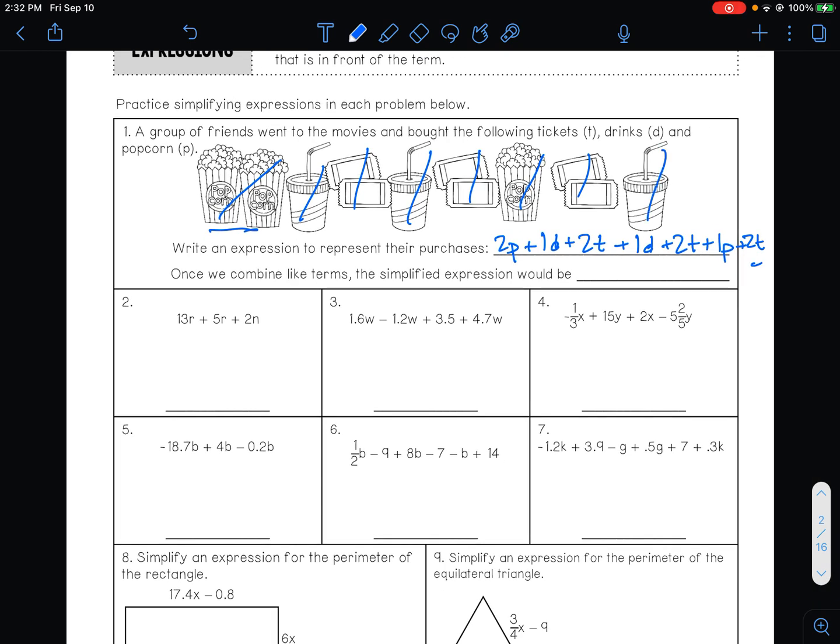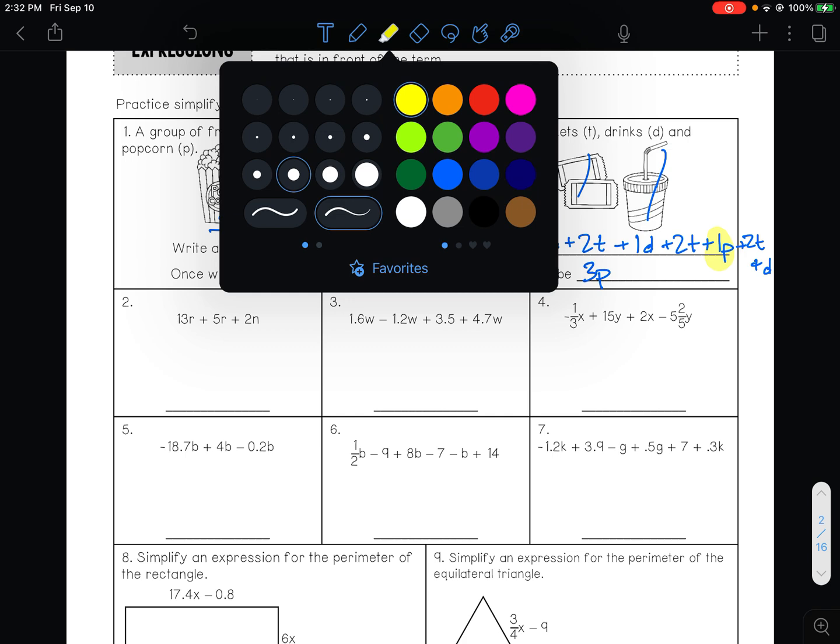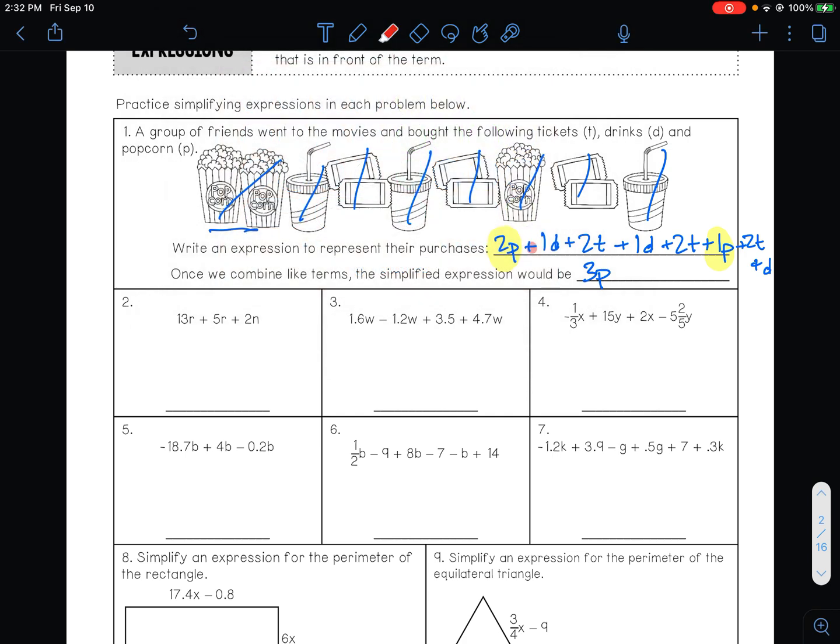Plus another drink. So if I combine my like terms, the 2 popcorns plus the 1 popcorn, that's 3 popcorns. Let's combine the other like terms I have. I have 1D plus another 1D plus another 1D, or I just wrote D that time, I suppose. And that equals 3 drinks.